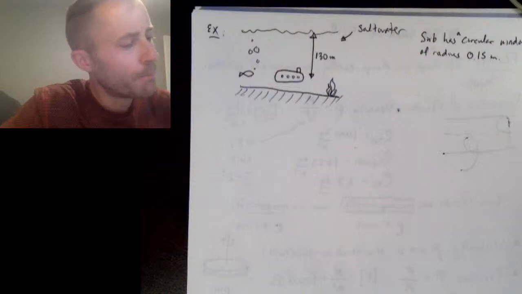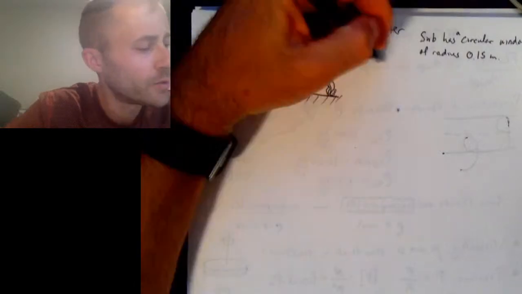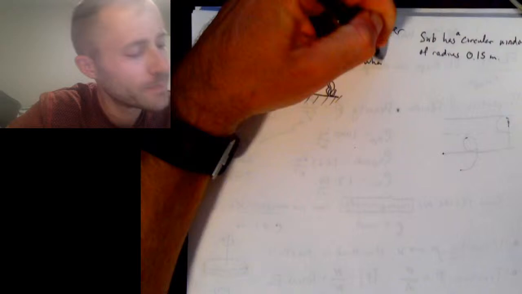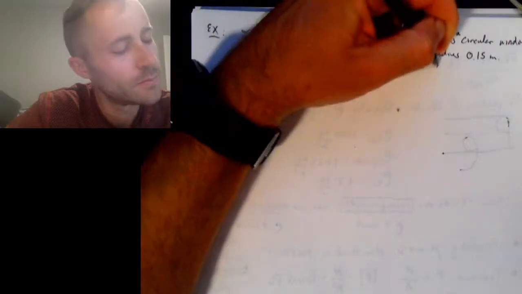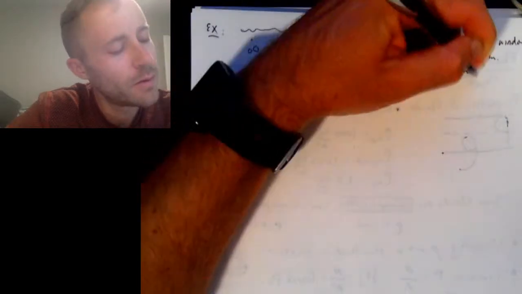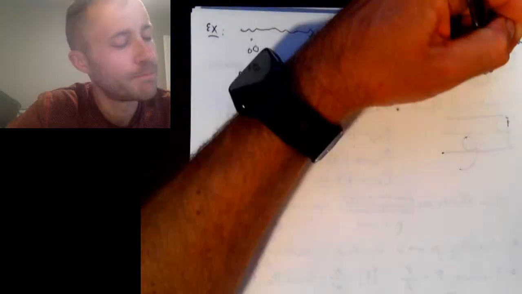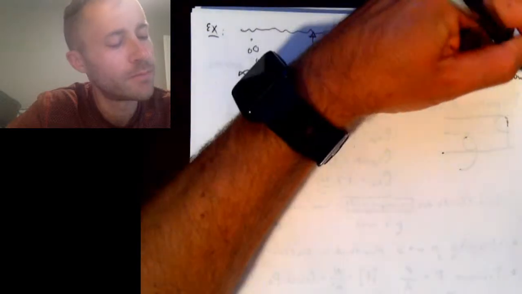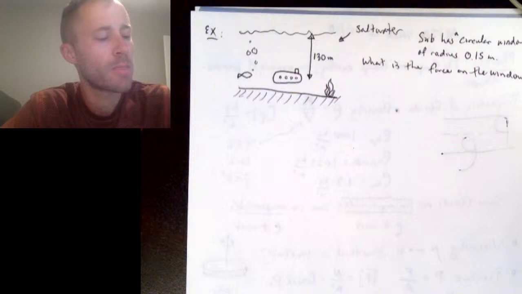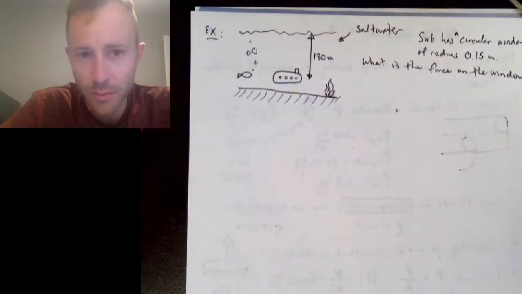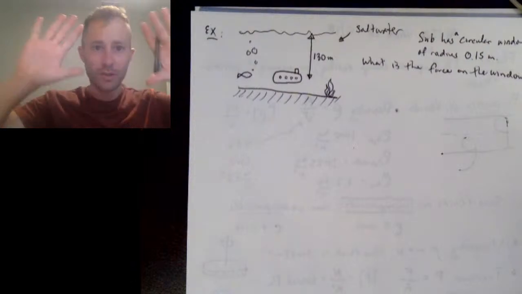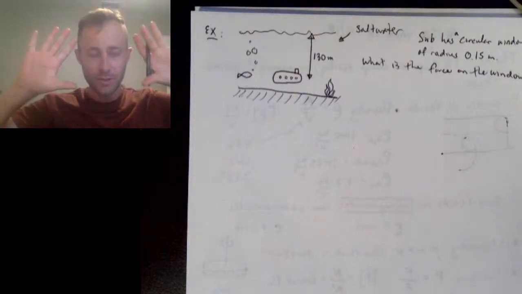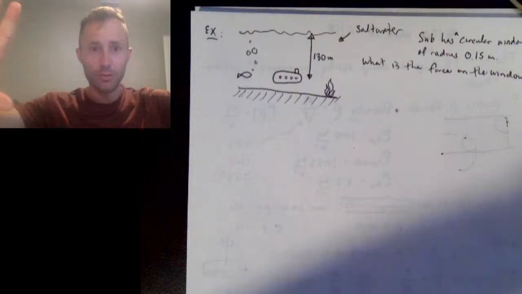So what I want to know is, what is the force on the window due to the fluid? Okay. So obviously the net force on the window is going to be basically zero, because the structure of the submarine is going to provide an opposite force that is going to hold the window in place.